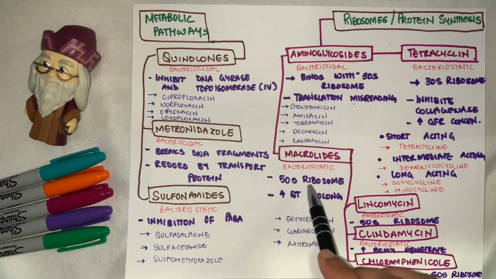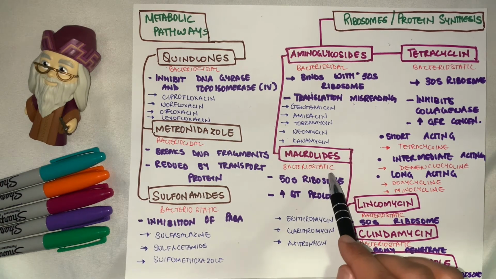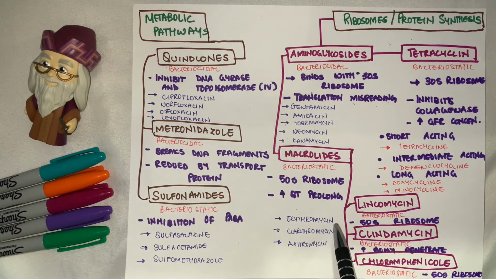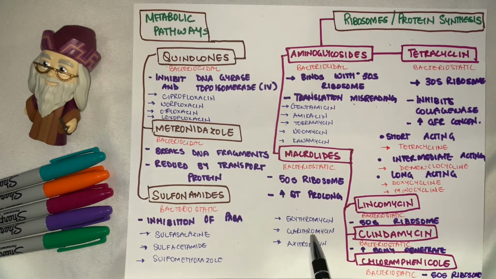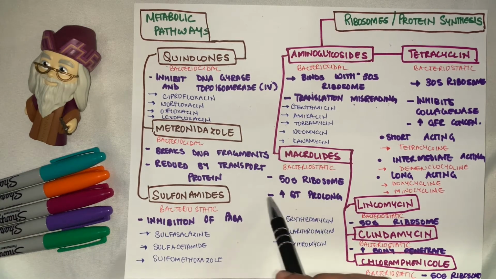Macrolides bind to 50S ribosomes and prevent the growth of the bacteria, so they are bacteriostatic. The drugs under macrolides are erythromycin, which is the prototype drug, clarithromycin, and azithromycin. By the way, just a little side pointer here, azithromycin is much better than erythromycin. Keep that in mind. Now let's jump back to the increased QT prolongation.